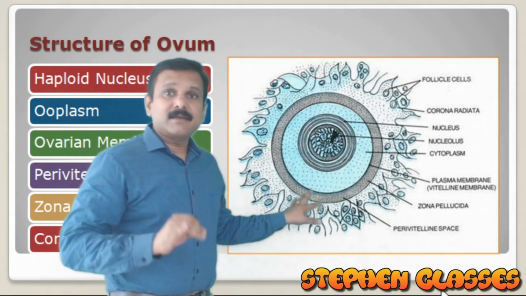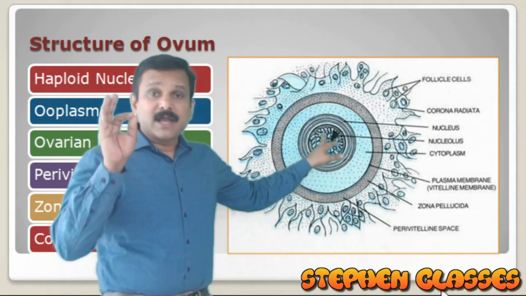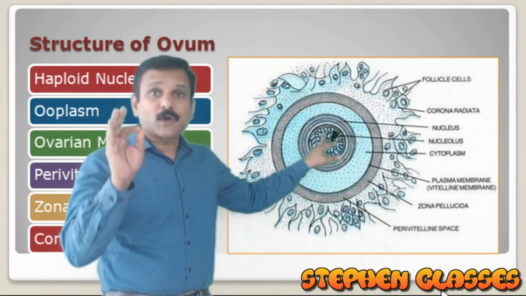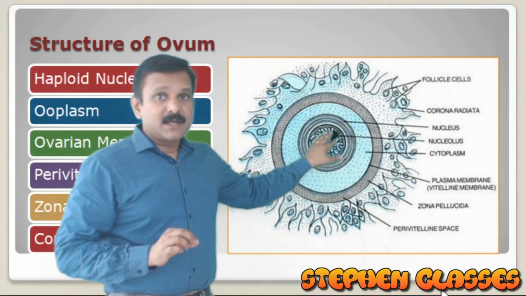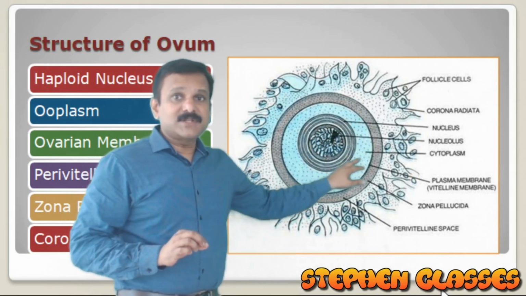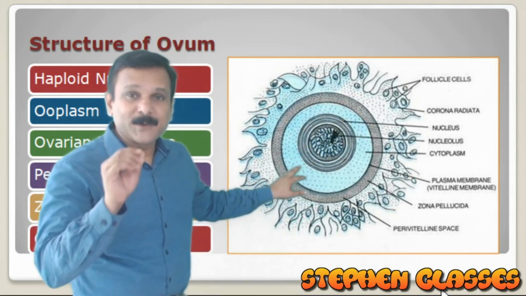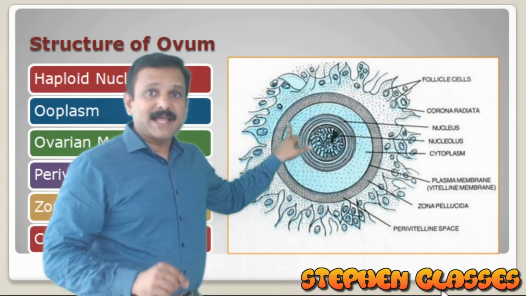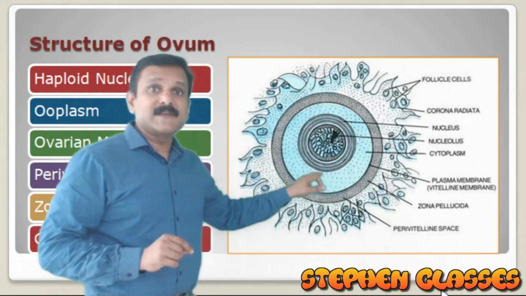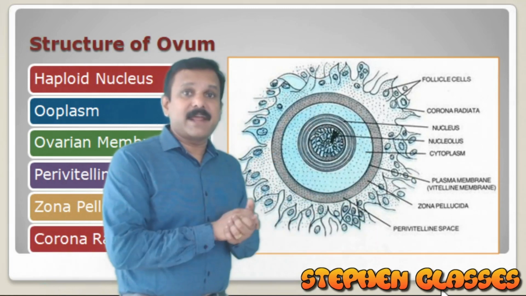The ovum has a haploid nucleus with a set of 23 chromosomes. Outer to this nucleus there is cytoplasm, which you can call ooplasm. You can also see a membrane covering the ovum, called the ovarian membrane or plasma membrane.